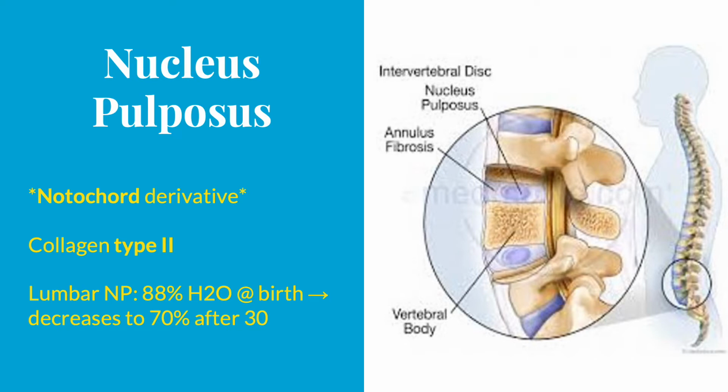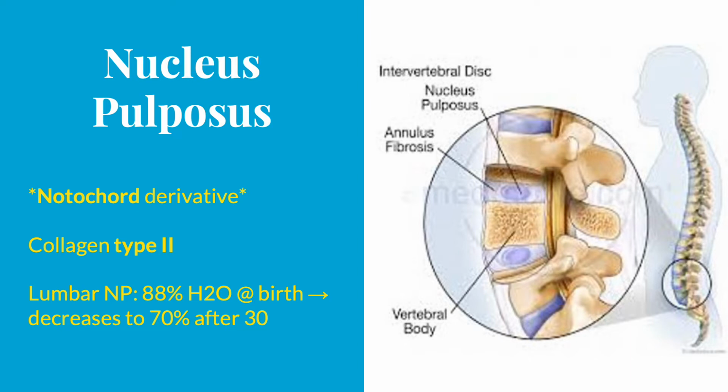And then water percentages. These are actually numbers that you do need to know, and he will test you on them, but it's pretty straightforward. You kind of need to know the bookends, and you'll go from there. So in the lumbar region, we'll talk about this one primarily. At birth, the nucleus pulposus is going to be mostly water, so 88% water at birth. And then as you age, that's going to decrease over time.